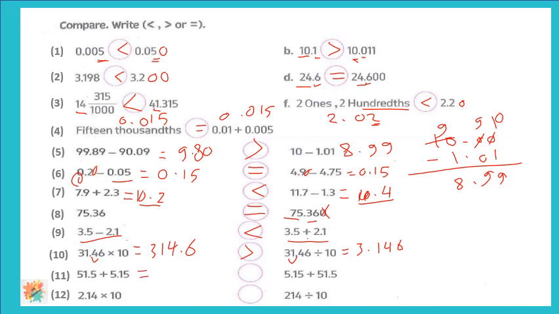The next, if I want to make addition here, this number 51.5 here and here 5.15 here and here, and the plus is the same, so both of them are equal. The next, 2.14 times 10, it will be 21.4, and here divided by 10, so it will be 21.4. So both of them are equal.